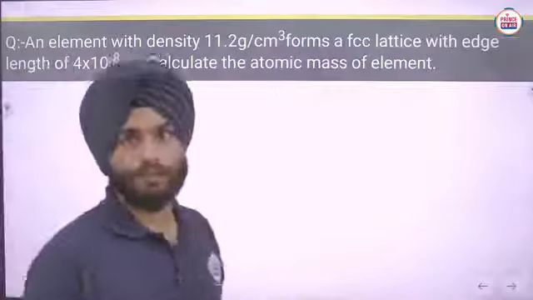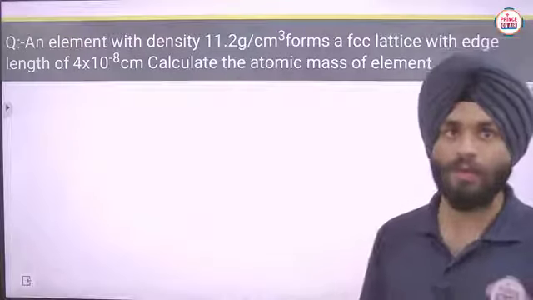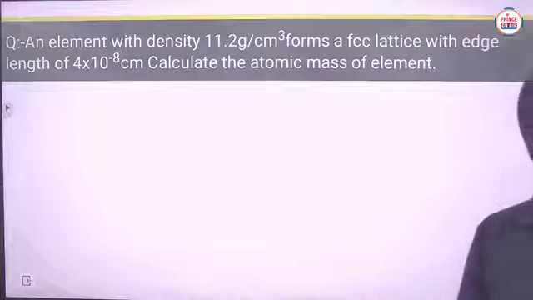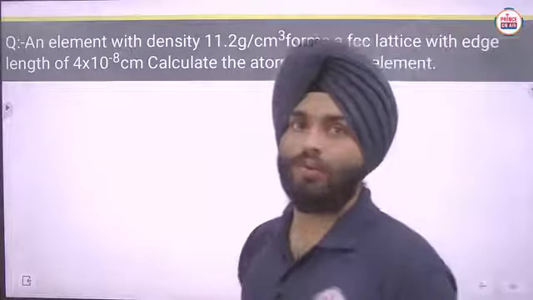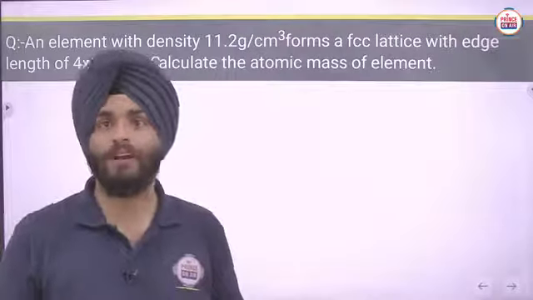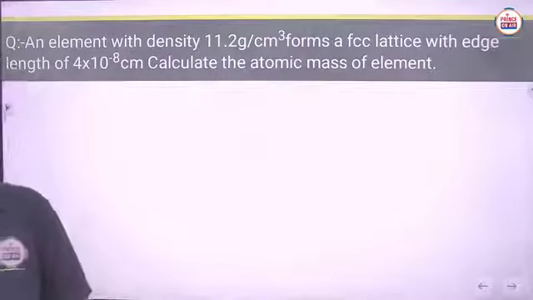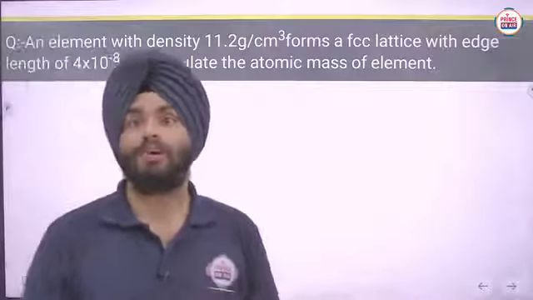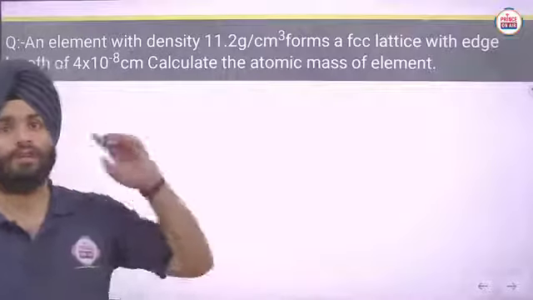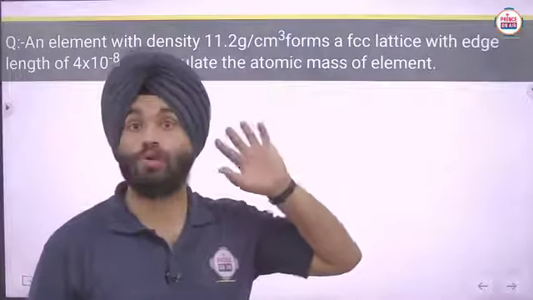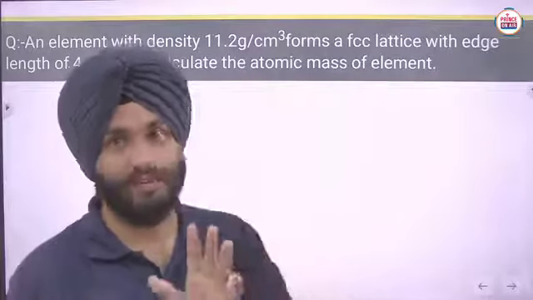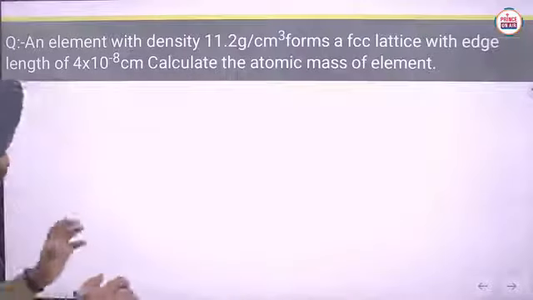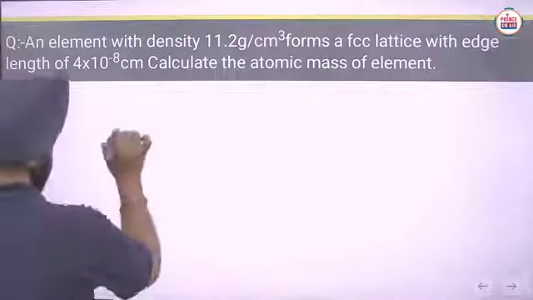Next question is: an element with density 11.2 gram per cubic centimeter forms an FCC lattice with edge length of 4 into 10 raised to the power minus 8 centimeter. Calculate the atomic mass of the element. Okay, so that question is for you all. You have to solve this yourself. Okay, so once again that same formula is there.